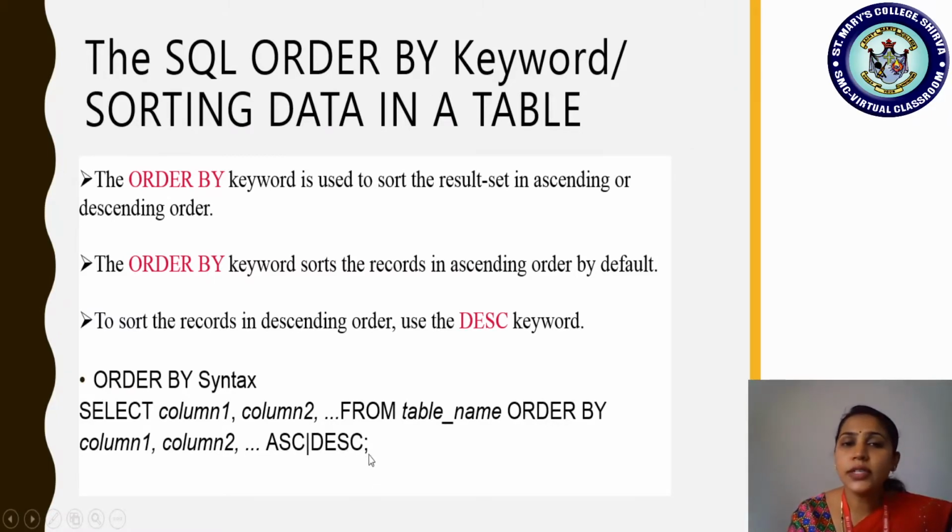Suppose you don't want descending order, you want only ascending order. Here they have shown either ascending or descending in the syntax. But if we want to view the information in ascending order, there is no need to specify the ASC keyword. It is not required, because if you simply write select column 1, column 2 from table name, order by column 1, column 2, that is sufficient. It is going to display the information in ascending order.